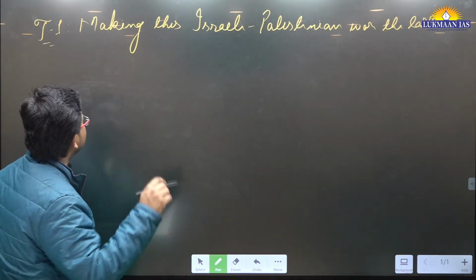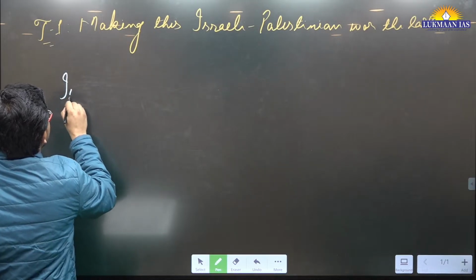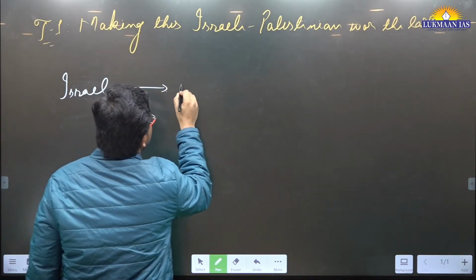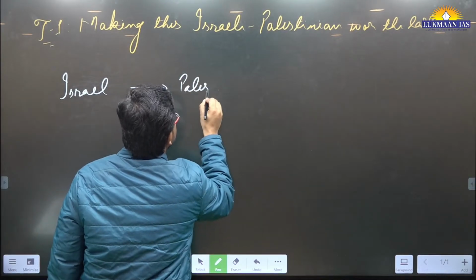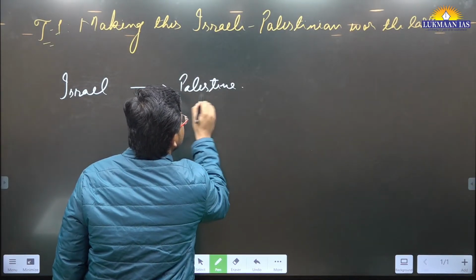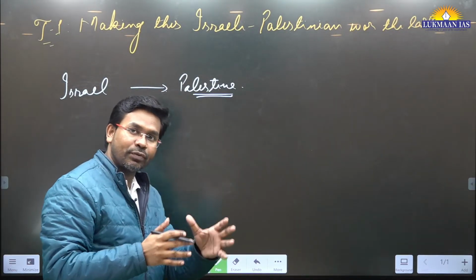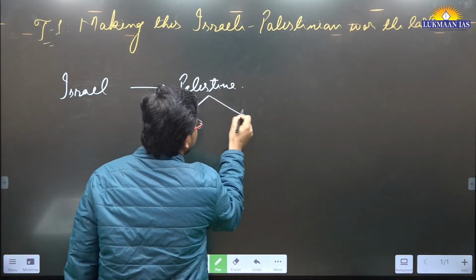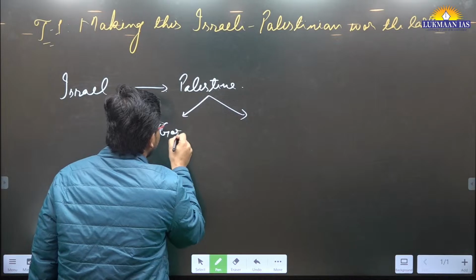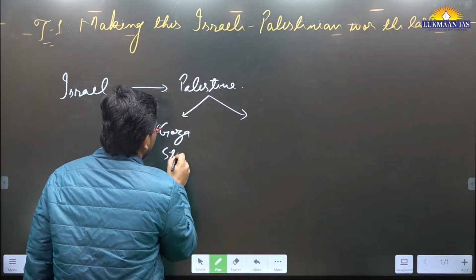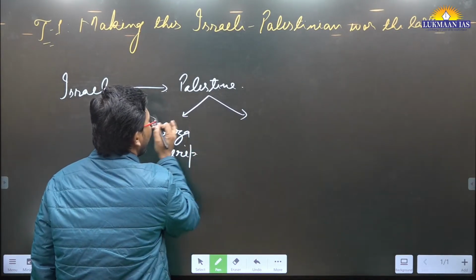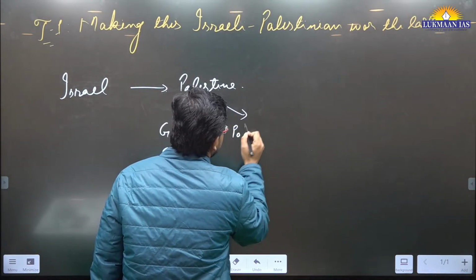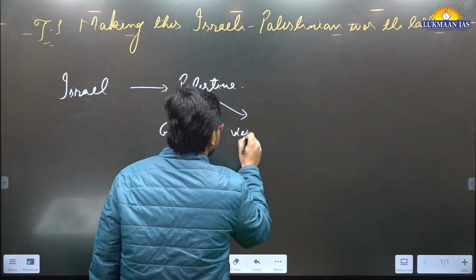Now to understand this issue, we need to understand that on one side there is Israel, and on the other side there is Palestine. This Palestine is not a single territory. As of now, it is divided into two major territories. One of the territories is known as the Gaza Strip, which is to the west of Israel, and the other is known as the West Bank.